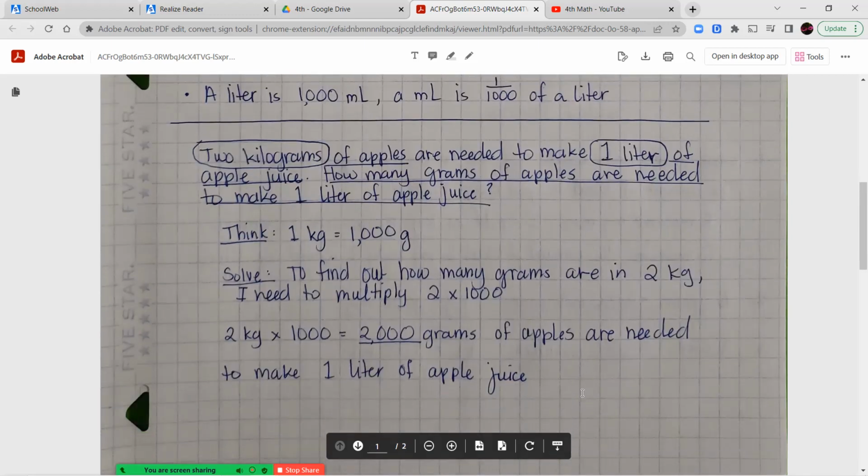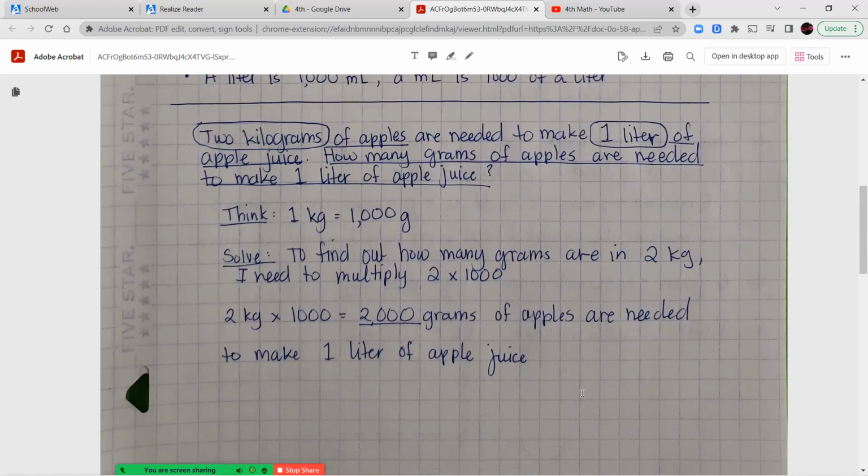Let's take a look at our first example question. 2 kilograms of apples are needed to make 1 liter of apple juice. How many grams of apples are needed to make 2 liters of apple juice?